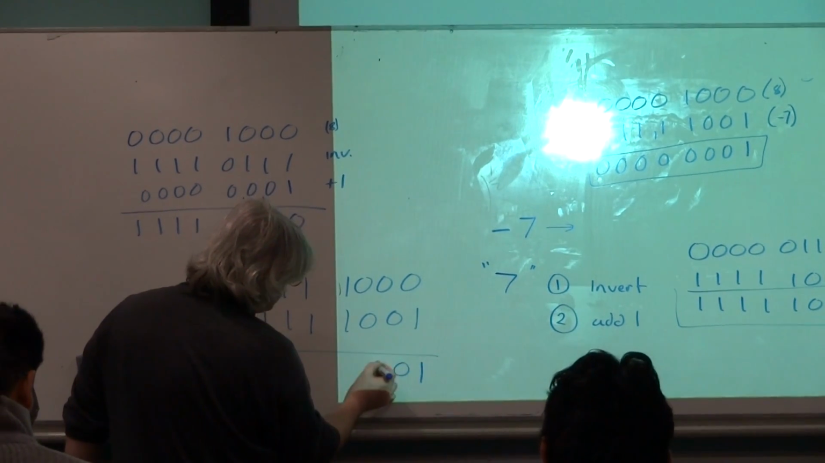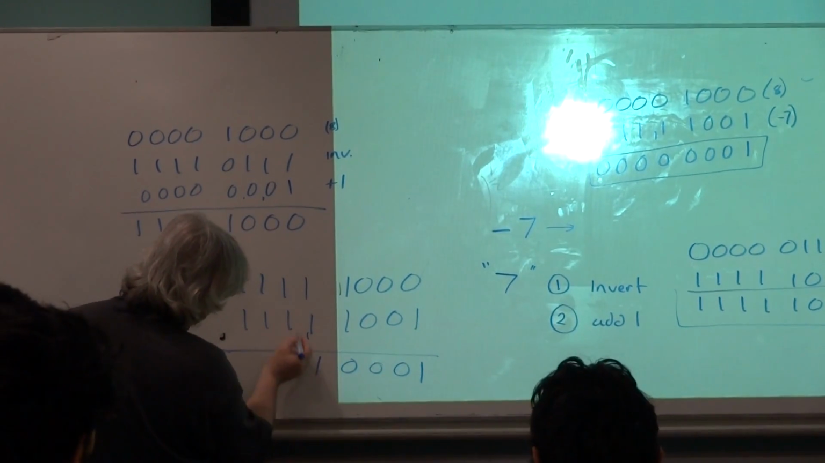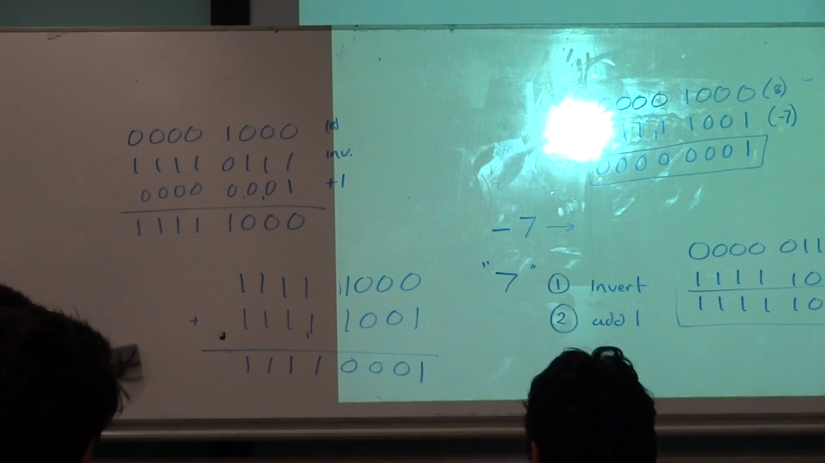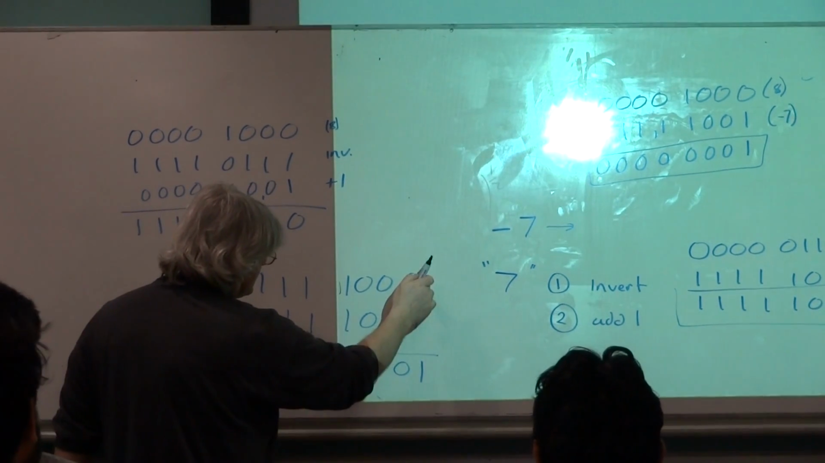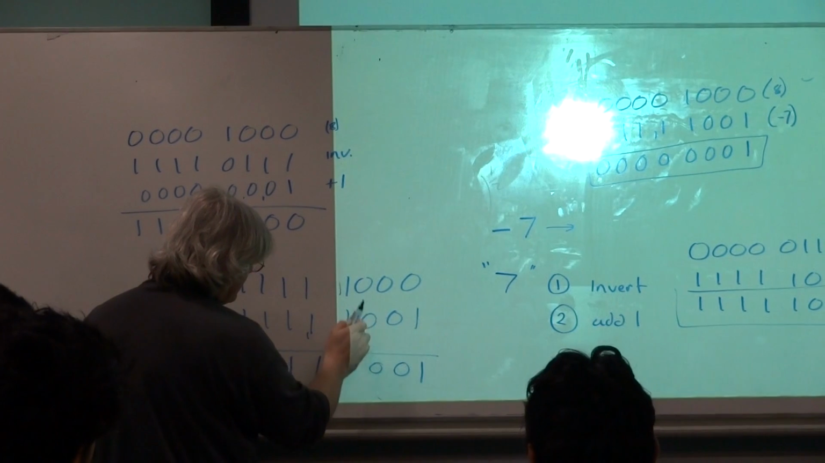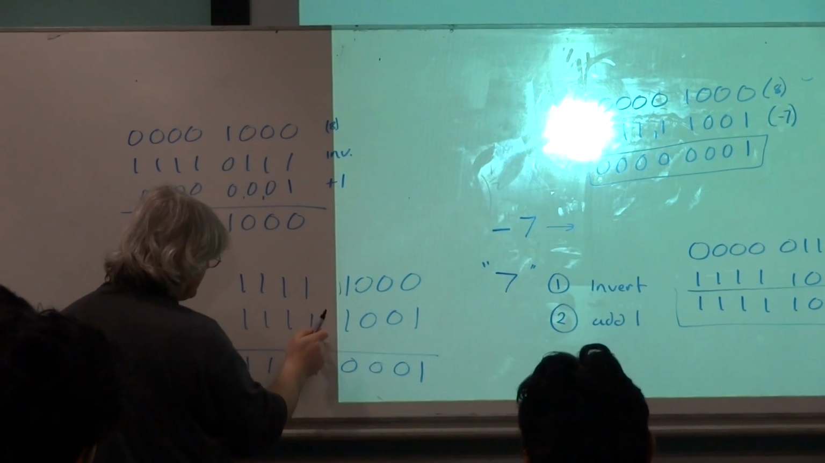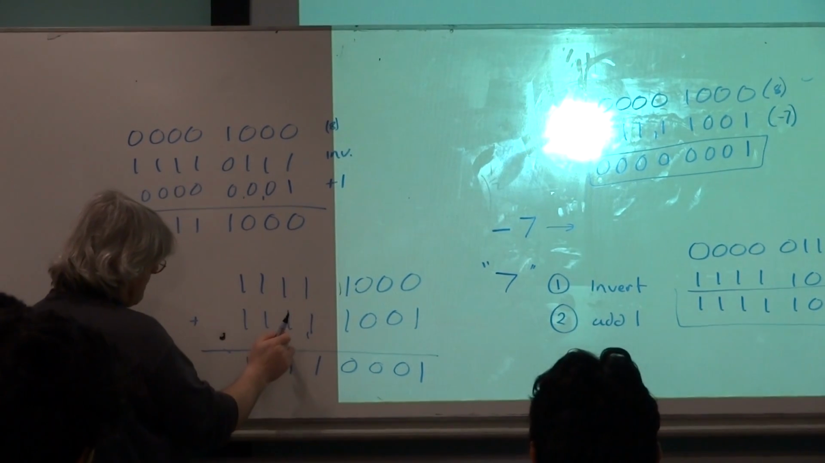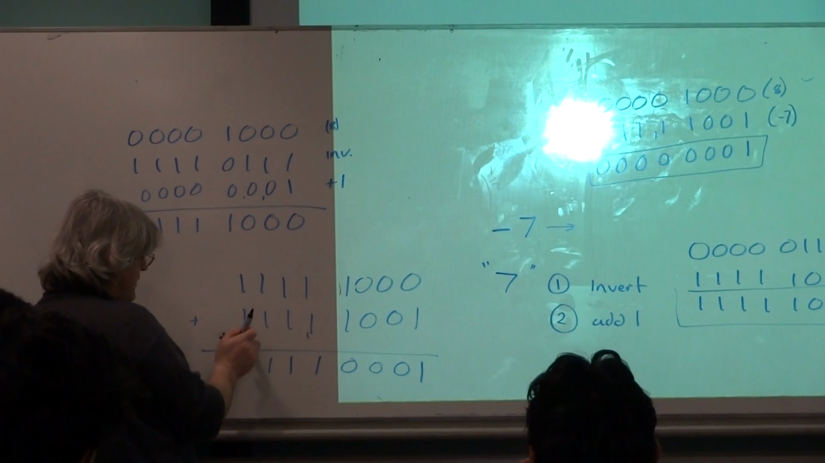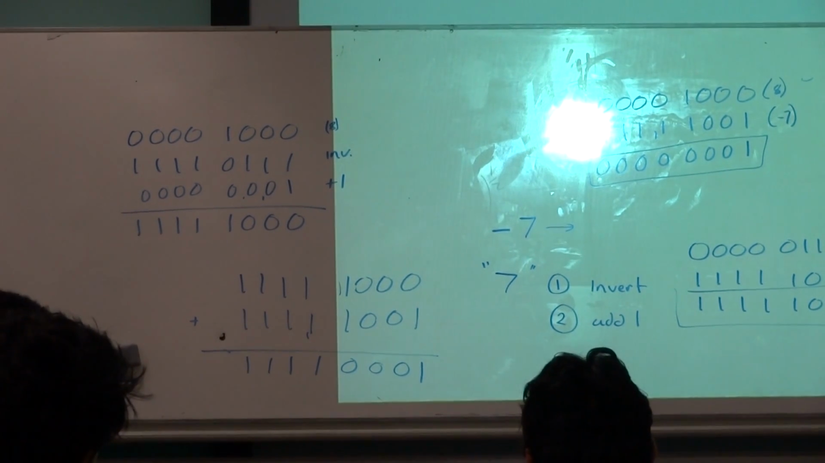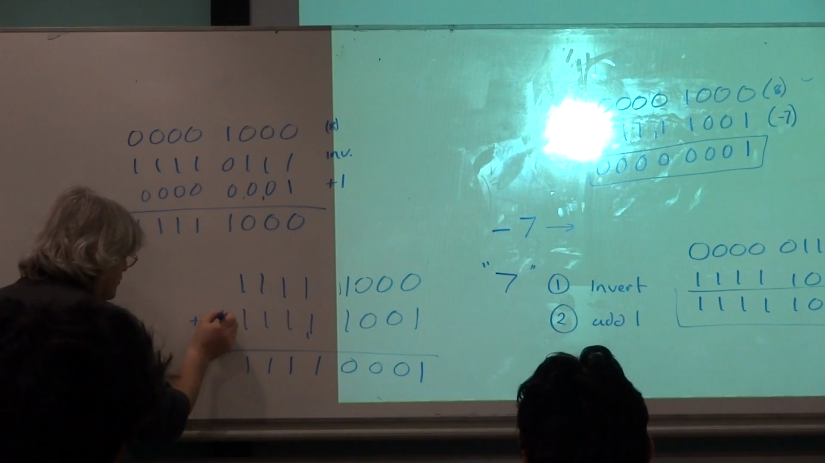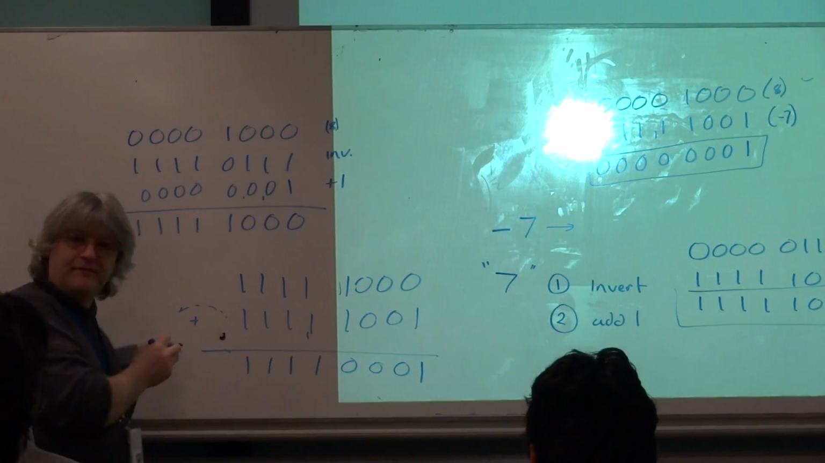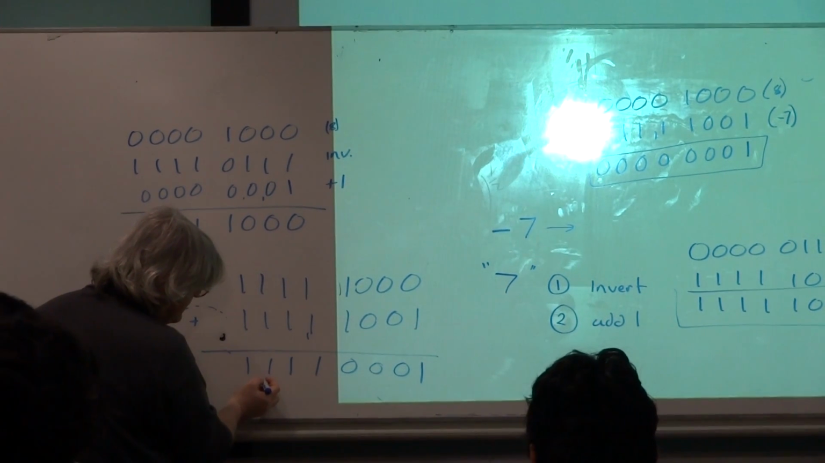So that's 1, 0, 0, 0, 1, 1, 1, 1, I think. Have I got it wrong? Let me just check again. That's a 0, carry a 1. So that's 1 plus 1 plus 1, so it's 1, carry 1. I think that's all right. But don't you have to carry the last one? There is a carry out, that's true. So you just ignore it.